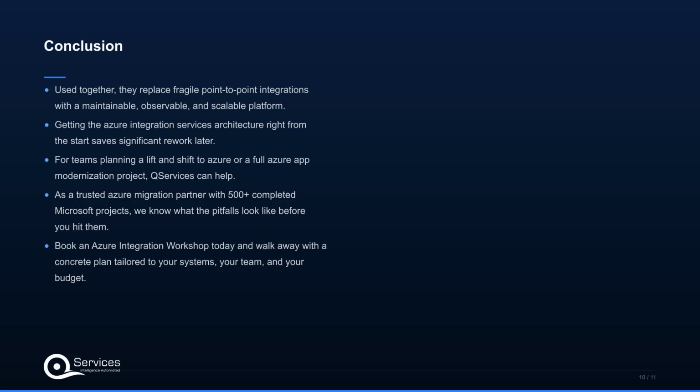Azure Integration Services give enterprise teams a production-grade toolkit for connecting systems, routing events, governing APIs, and orchestrating workflows without managing servers. Logic Apps handles process automation, Service Bus delivers reliable messaging, API Management governs your API perimeter, and Event Grid powers real-time event-driven architectures. Used together, they replace fragile point-to-point integrations with a maintainable, observable, and scalable platform. Getting the Azure Integration Services architecture right from the start saves significant rework later.